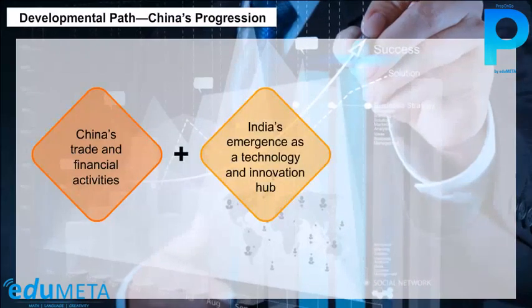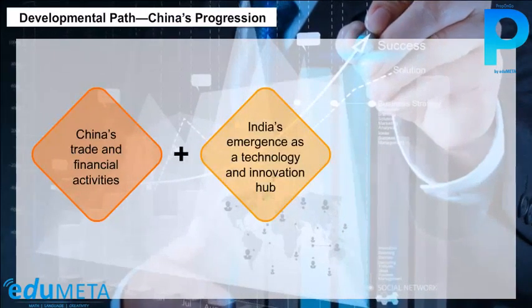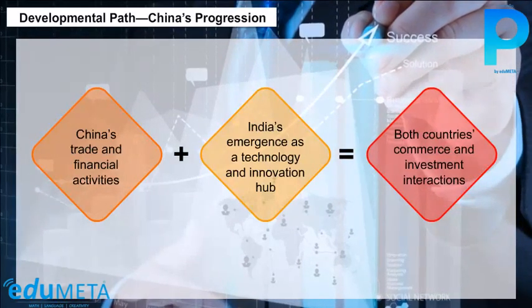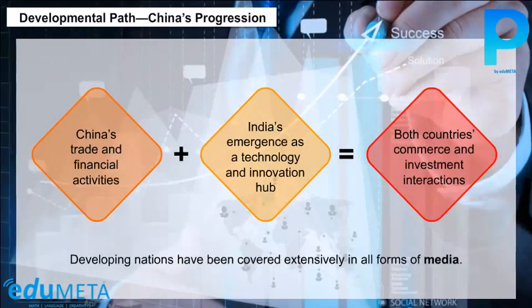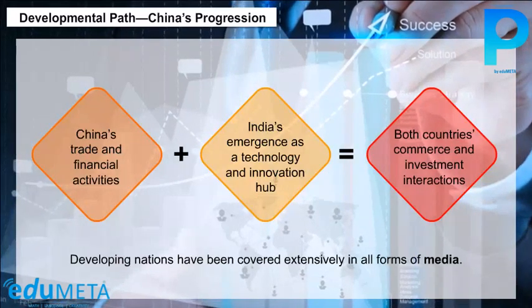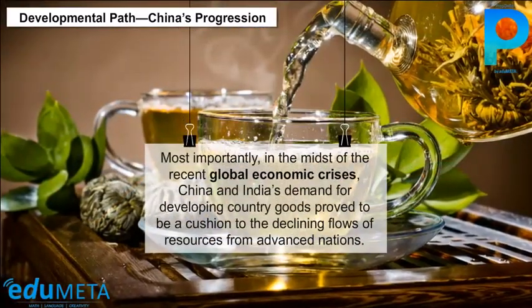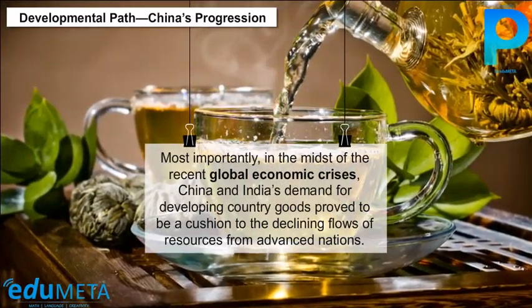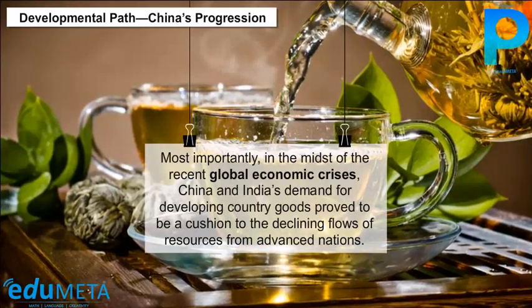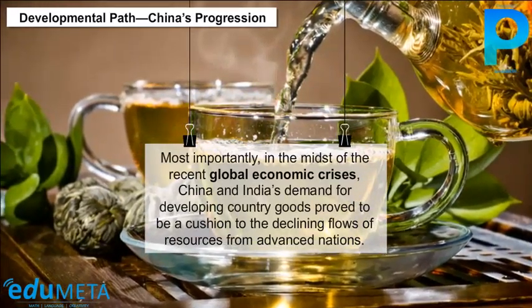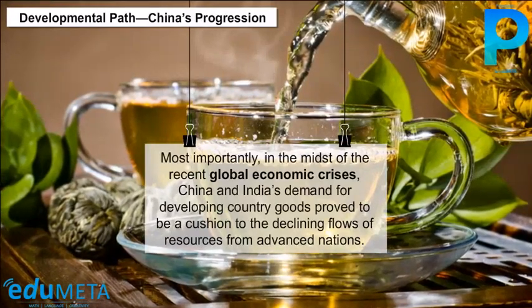India's emergence as a technology and innovation hub, and both countries' commerce and investment interactions with other developing nations have been covered extensively in all forms of media. Most importantly, in the midst of the recent global economic crisis, China and India's demand for developing country goods proved to be a cushion to the declining flows of resources from advanced nations.